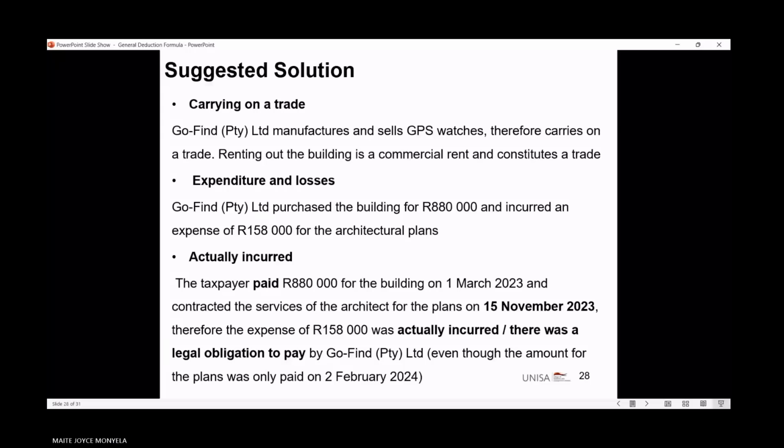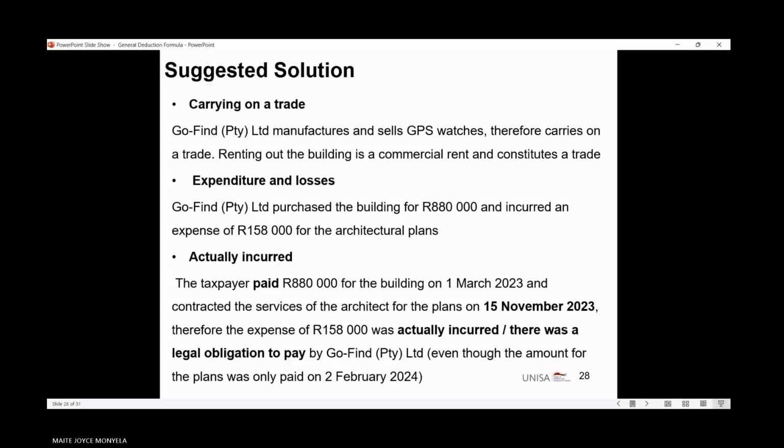Sorry, I think what Teboho was trying to say is that from her perspective, because Go Find manufactures GPS watches, the purchase of the building would not then be capital in nature because it has nothing to do, I think, with the core operations of the business. So I think she disqualified it being capital in nature and therefore saw it as something that would become revenue in nature. Yes, revenue in nature. I think that's what she was trying to say for quite a while: she looked at the Rand Water case, and then made her deduction from that.